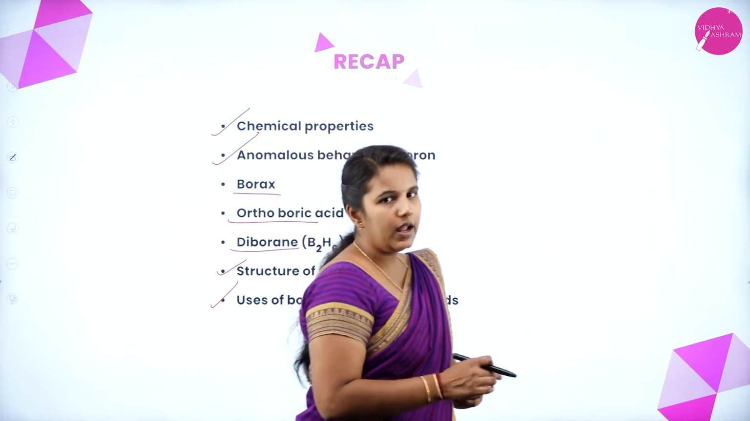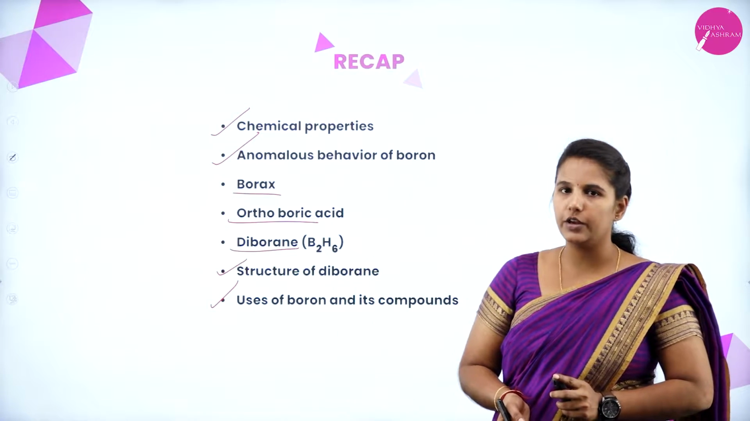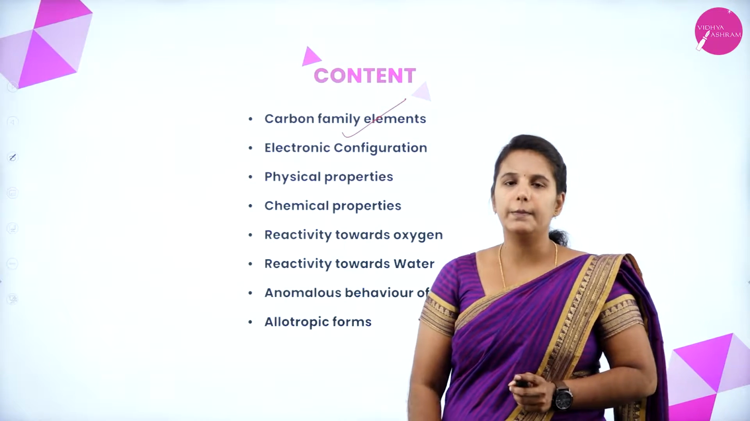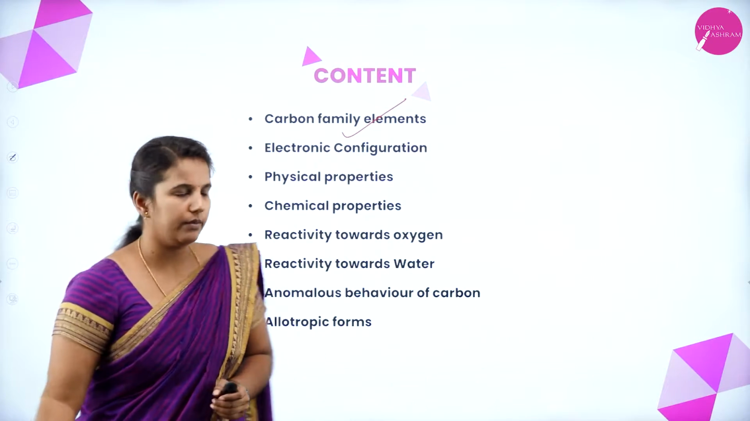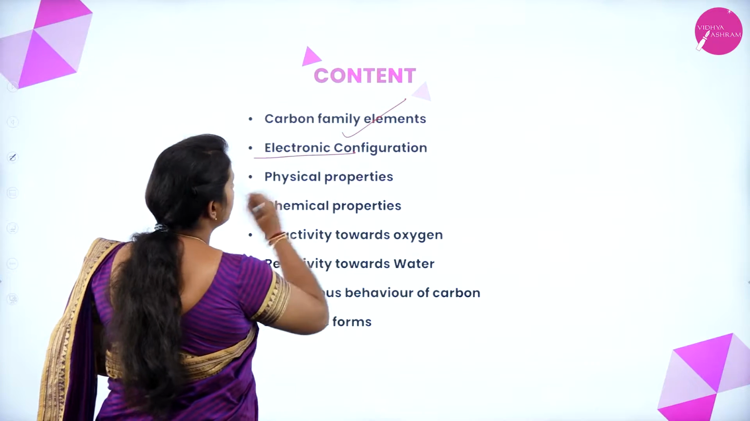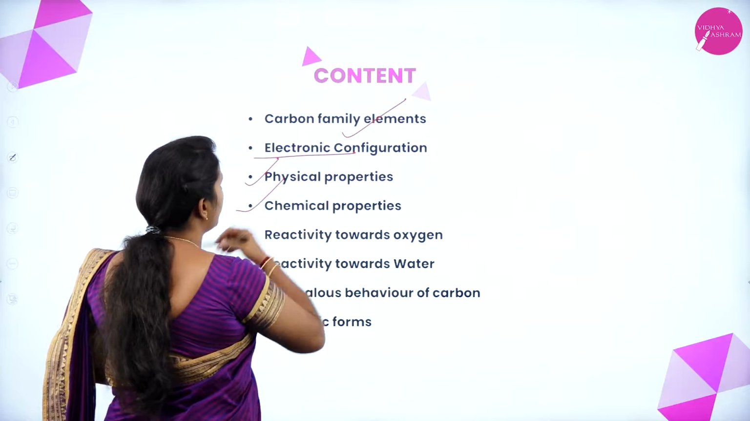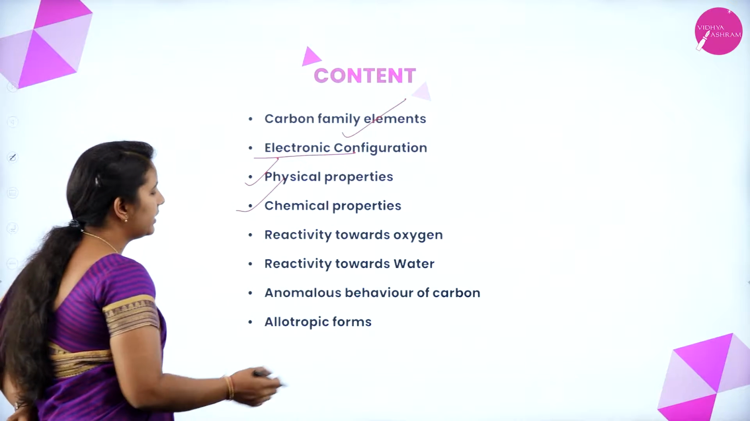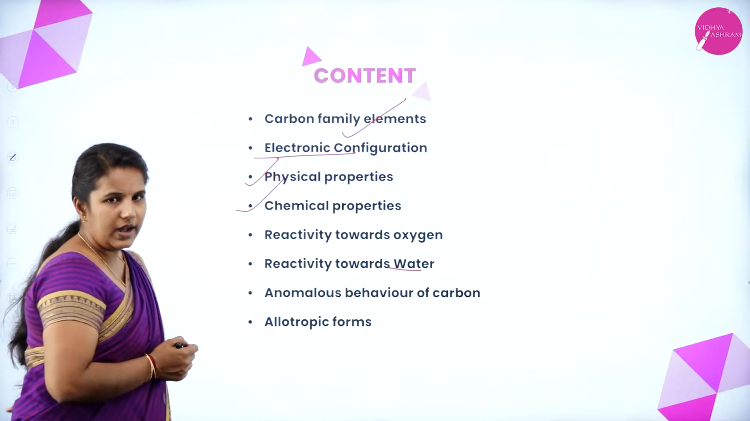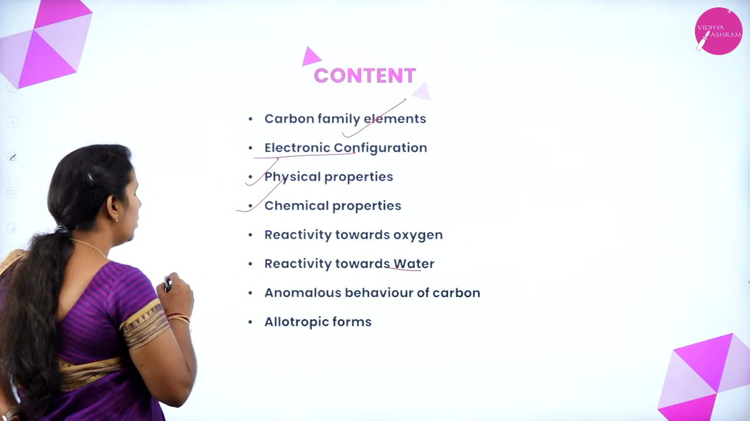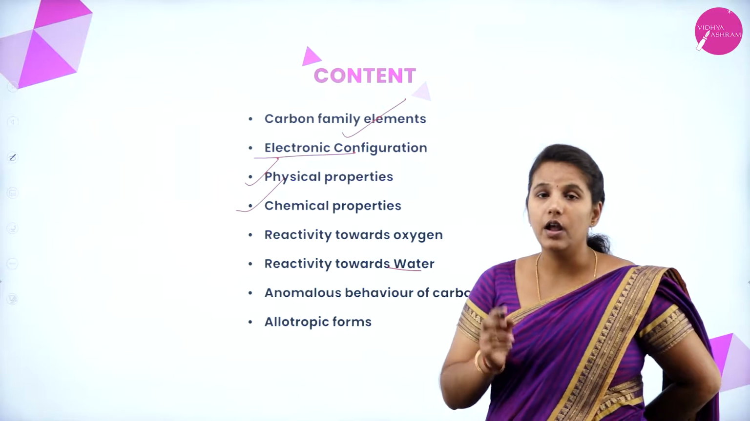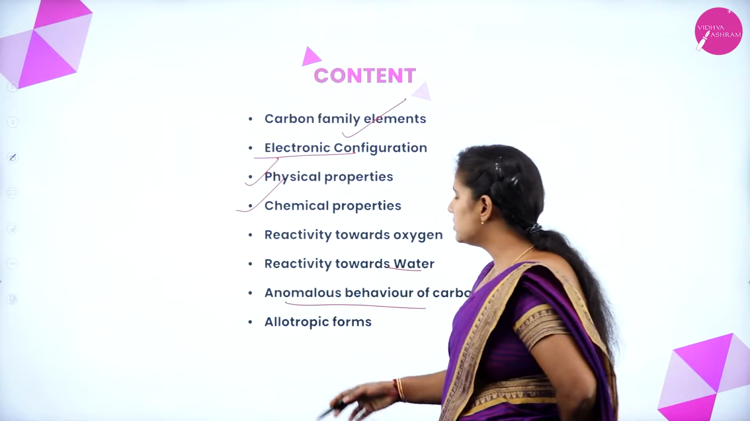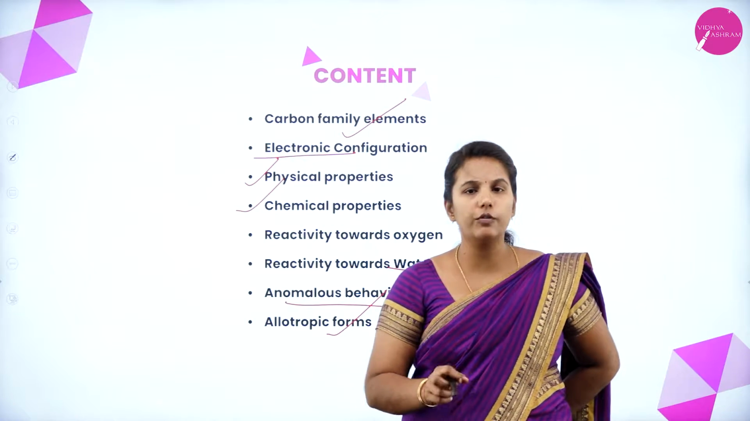Today, let us move on to the next topic of this unit by understanding group 14 elements in the periodic table, that is the carbon family. We are going to understand their electronic configuration, their physical and chemical properties, and how group 14 reacts towards air and water. We will also understand why carbon looks different from the rest of the elements by studying its anomalous behavior, and the allotropic forms of carbon.